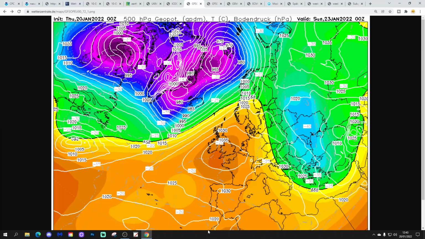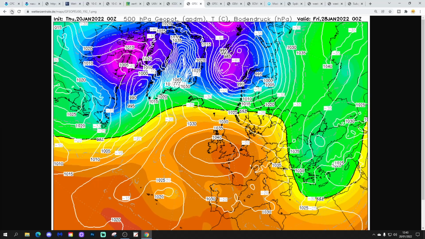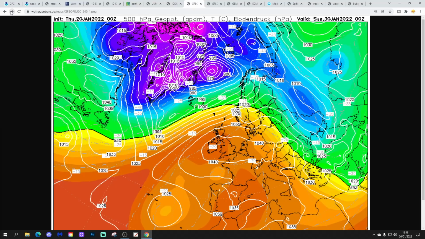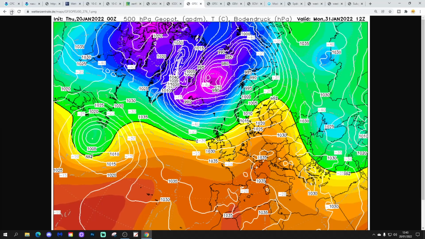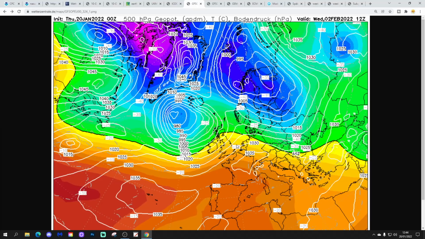The GFS midnight run, again with the high pressure well and truly in control of the weather through to the end of next week. I mean, the high pressure is still sitting there right the way to Friday next week. Eventually, beyond day 10, the high pressure begins to give a little bit of ground for northern areas. It starts to turn more unsettled, but it's a struggle to get that high pressure away from the south.